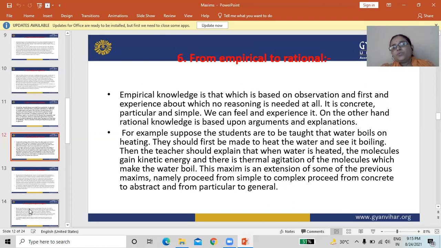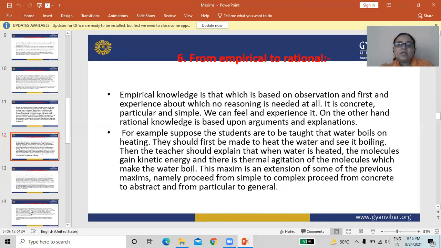From empirical to rational. This is our sixth maxim. Empirical knowledge is that which is based on observation and experience, about which no reasoning is needed at all. It is concrete, particular, and simple. We can feel and experience it.